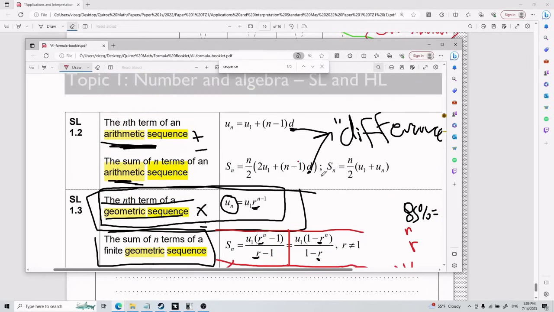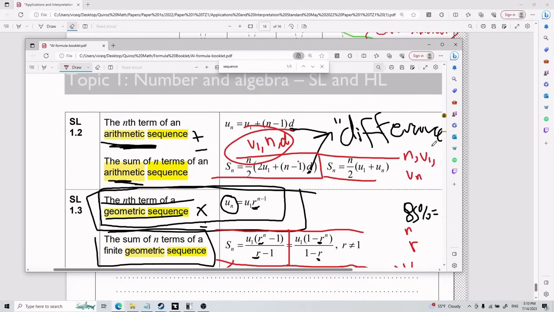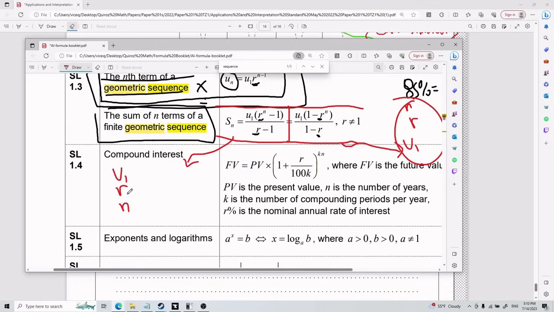Now, why is it worth asking yourself what you need? Because whenever you use the arithmetic one, it does matter. For the one on the left, you need n, u1, and d. I marked n twice, my bad. And on the right side, you need n, u1, and un. You do not need d for the one on the right. So there is a difference here. There isn't a difference on the bottom. So whatever, I'm going to use the one on the right, I mean.